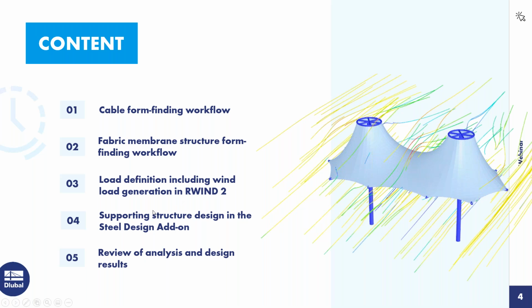We will run the supporting structure design utilizing the steel design add-on. A big benefit of RFEM is not only to do the form finding process, but also to design the supporting structure according to the various materials, including steel today, using the AISC standard. And of course, throughout these examples, we will be running the calculation and we'll review the analysis and design results.